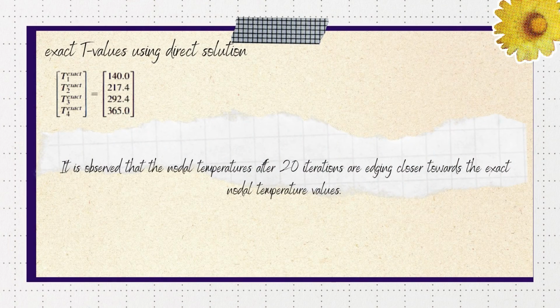Lastly, we compare the nodal temperatures of 10 iterations and 20 iterations with the exact temperatures. We can say that the nodal temperatures after 20 iterations are edging closer towards the exact nodal temperature values.